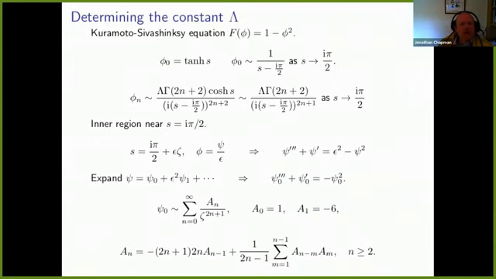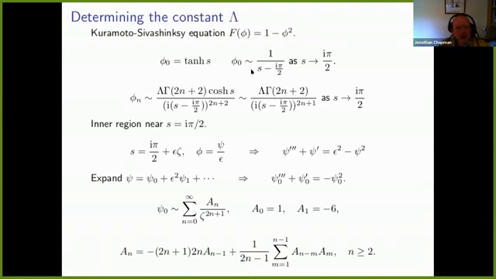Okay. I promised I'd show you the procedure for determining this constant lambda in my last 2 minutes. So I'm going to do it for Kuramoto-Sivashinsky, which is slightly simpler. So I have my leading order solution, and it's got a simple pole as s tends to i pi over 2. So that tells me that there's some inner region in the vicinity of this singularity. So if I go locally near that singularity, I say s is i pi over 2 plus epsilon zeta. So zeta is going to be my local variable.